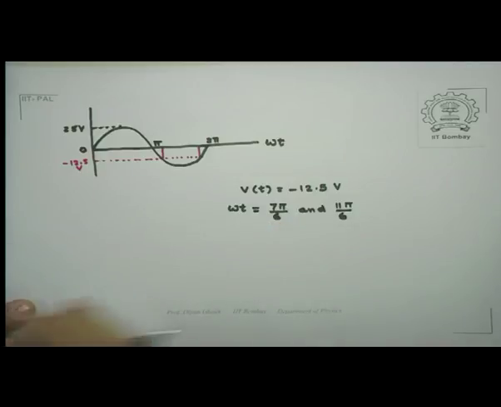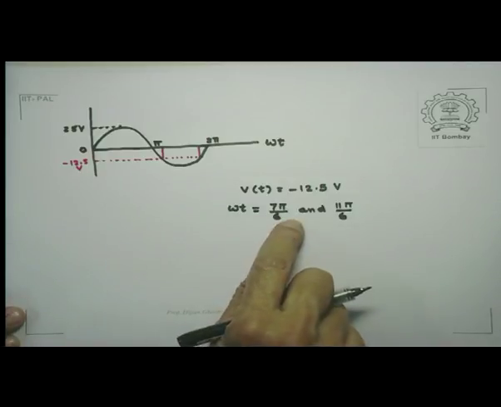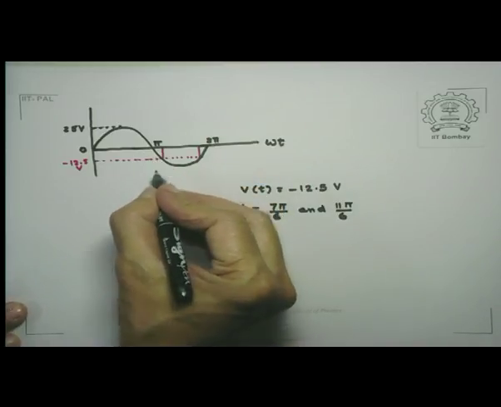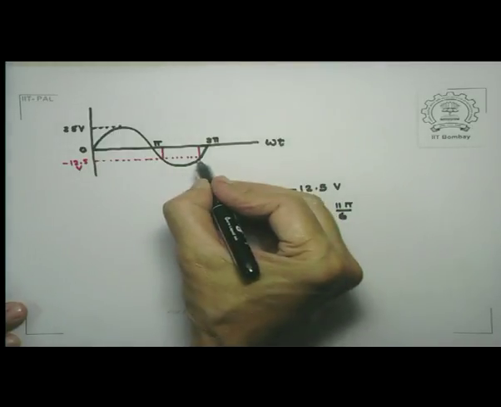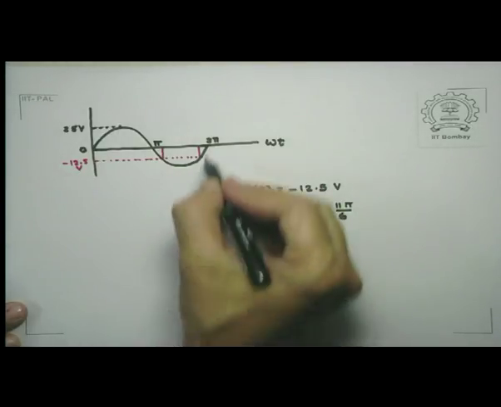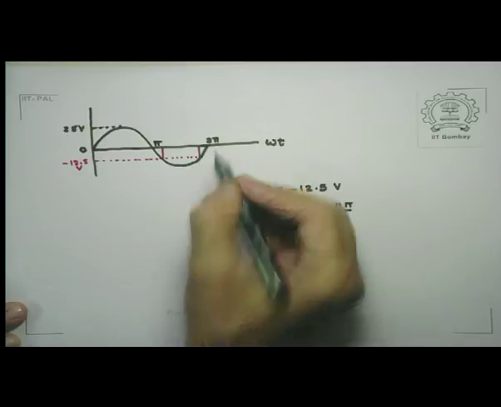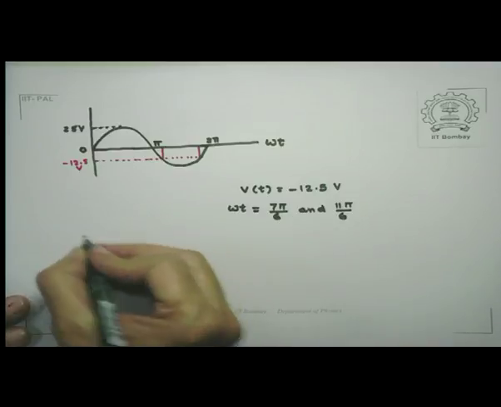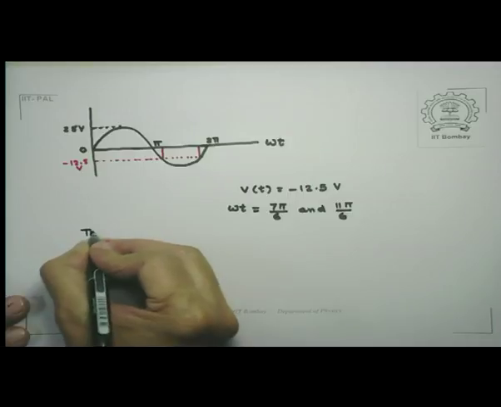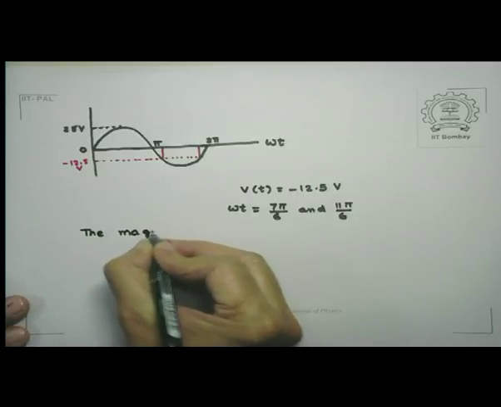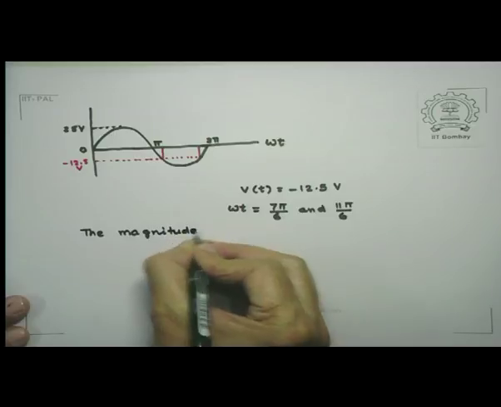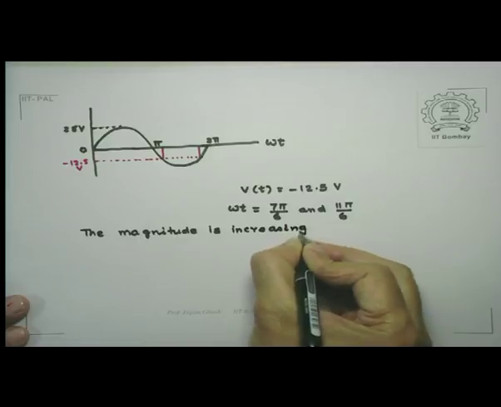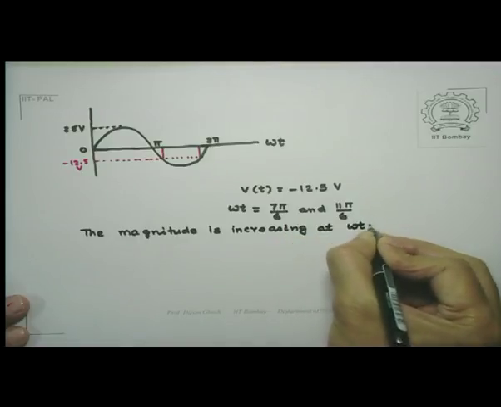two angles. Now out of this I pick up 7 pi by 6 because that is the place where the voltage is increasing in magnitude. The other angle also satisfies the same value of minus 12.5, but there you notice that the magnitude is actually decreasing. So therefore this value 7 pi by 6 is what I have. So the magnitude is increasing at omega t equal to 7 pi by 6.